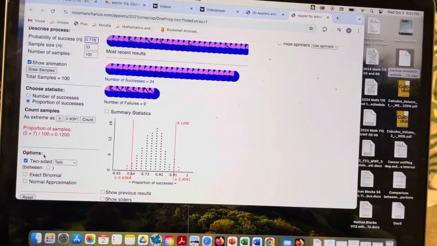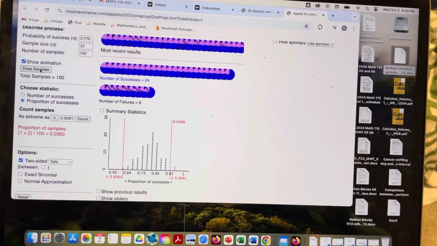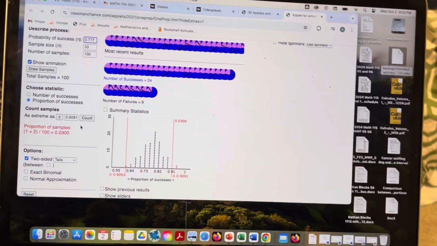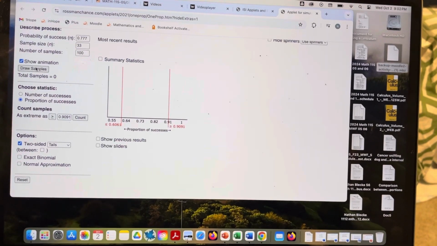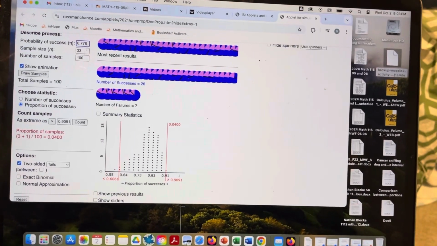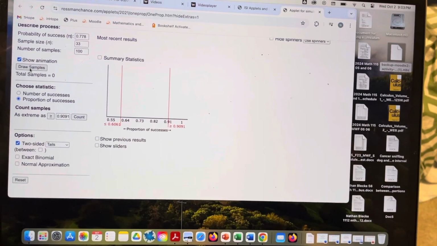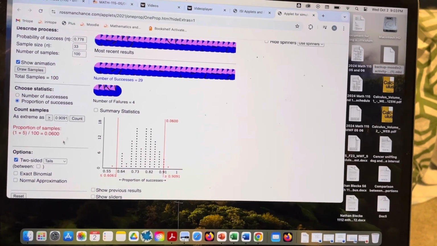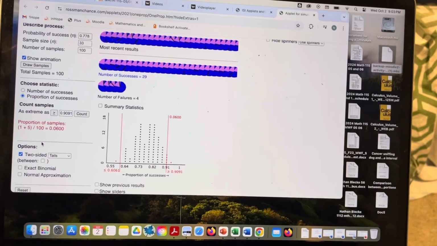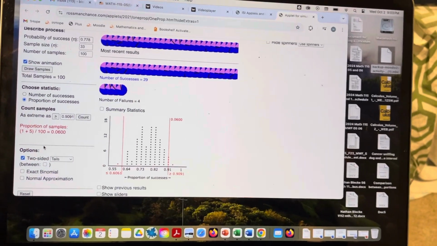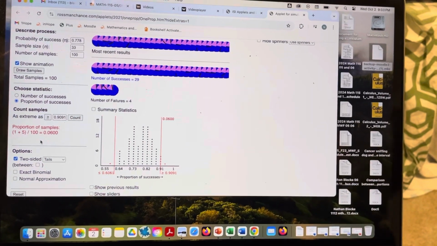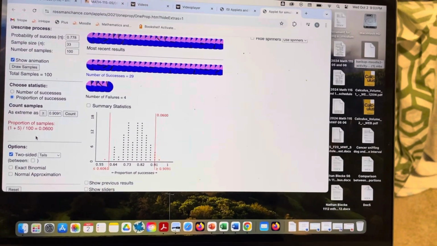So maybe 0.776. Then I'll hit reset, and I will draw samples. I need to be a little bit higher, so how about 0.777? I will reset and draw samples. 0.04. Okay, 0.778. I will reset, and draw samples. And there, we've broken the threshold of 0.05 for our p-value. Because it's doing two tails, it's now counting the values correctly.